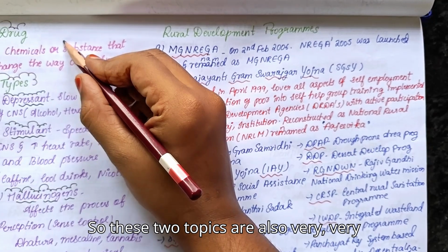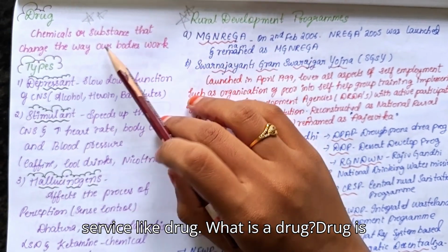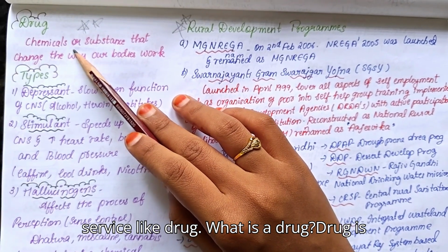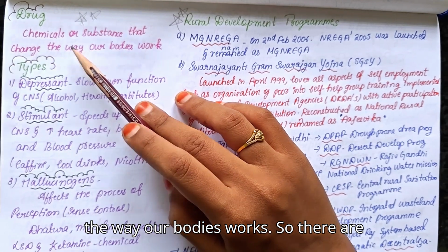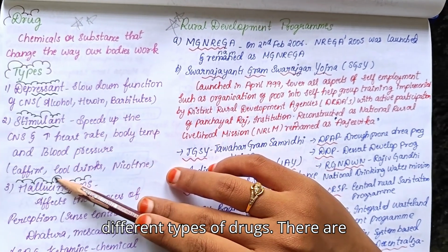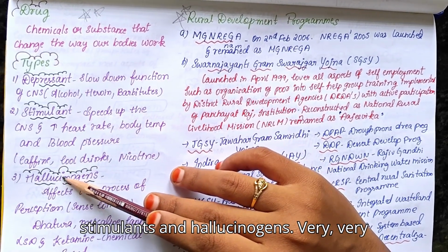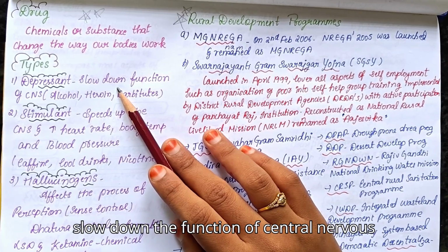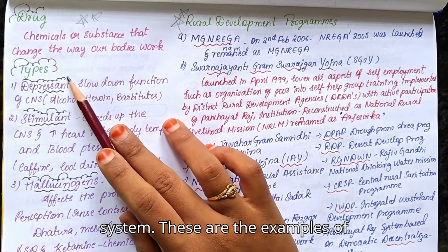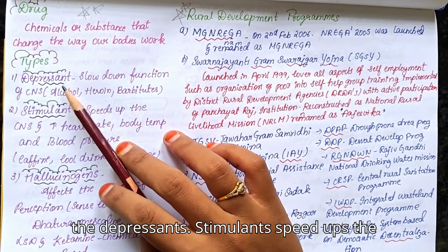So these two topics are also very important under the subtopic of social service. Like drugs. What is a drug? A drug is a chemical or a substance that changes the way our body works. There are different types of drugs, majorly three: depressants, stimulants and hallucinogens. Very important. Depressants slow down the function of the central nervous system. Examples are alcohol, heroin and barbiturates.